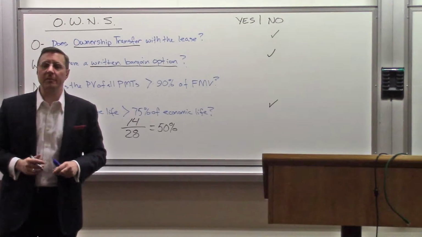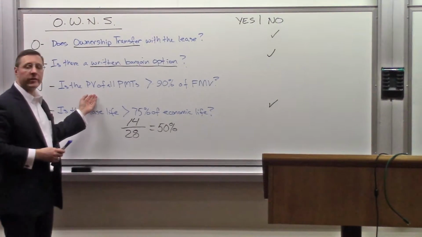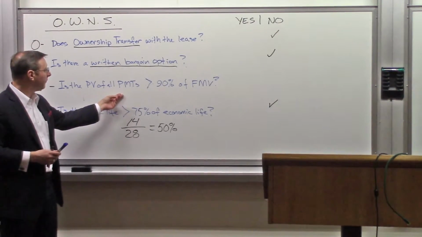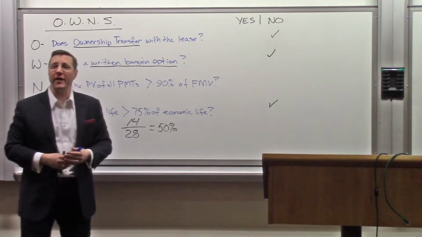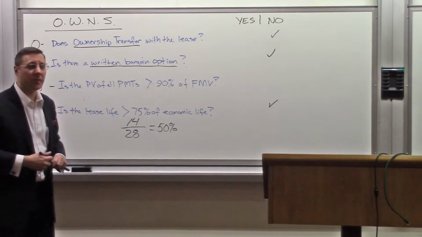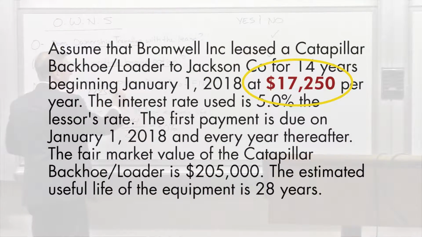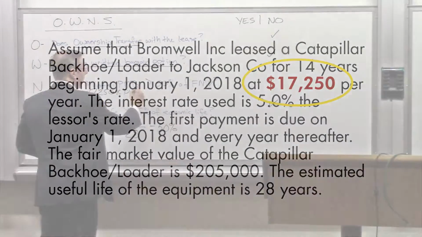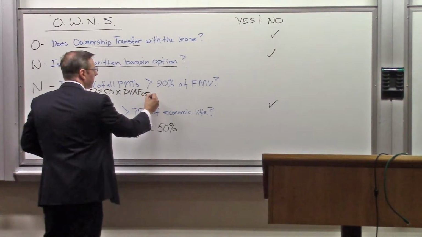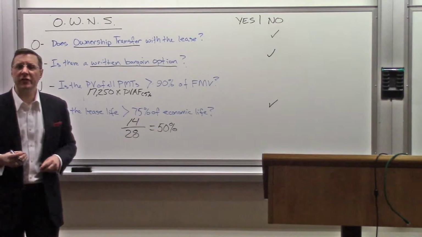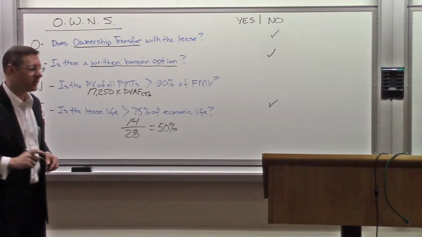The last piece of the puzzle that we have to look at is the hardest piece. This one is we need to calculate the present value of all of the payments and compare that to 90% of the fair market value of the piece of equipment. So in order to do that, we take the payment, $17,250. We multiply that by a present value annuity factor, 5%. And how many of these 14 periods are in the future? 13 are in the future, 1 is today.